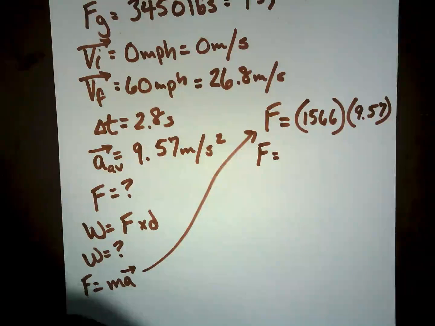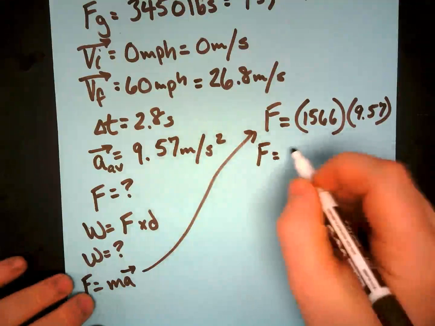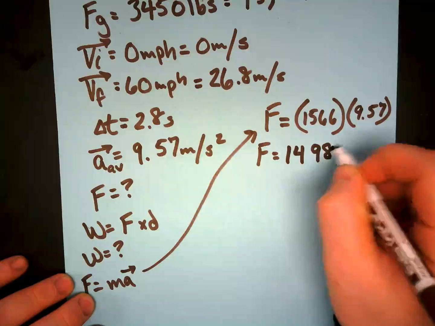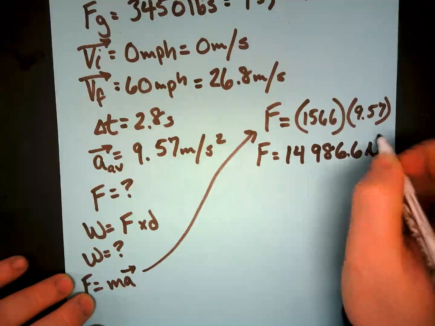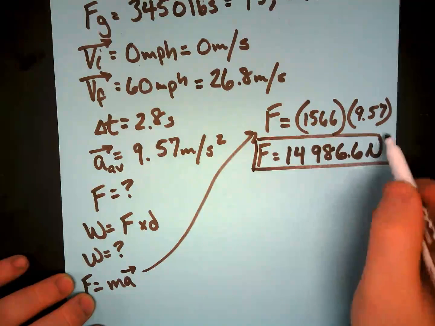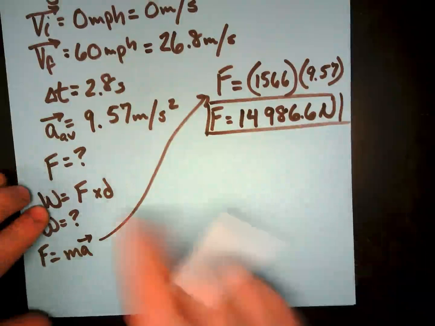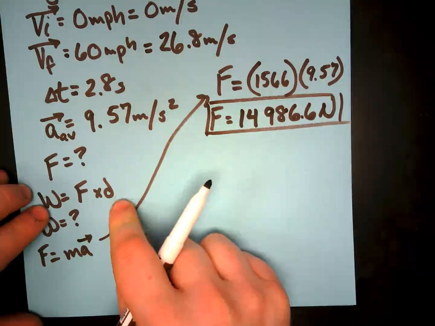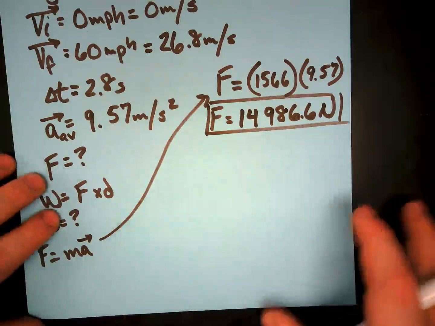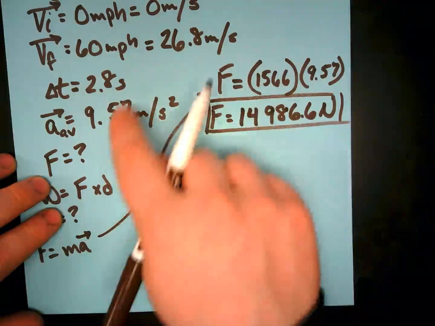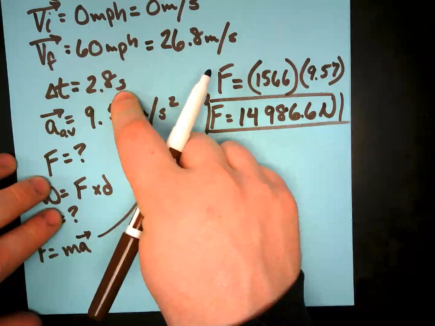1566 times 9.57 is going to give us a force of 14,986.2 newtons. Okay, so we've got force now. Cool. Awesome. We're on a roll. So we've got force. Now we just have to find out distance. This is where those kinematic equations can come in to figure out how far this individual went in this amount of time.